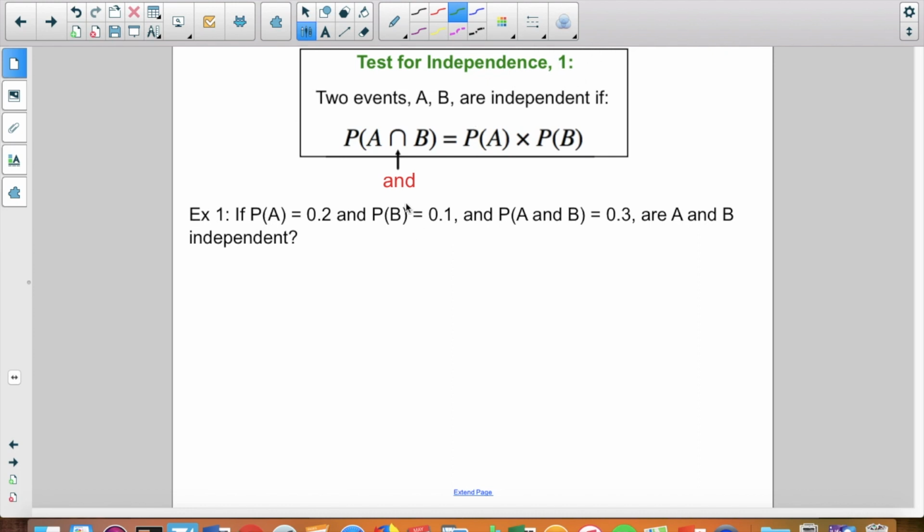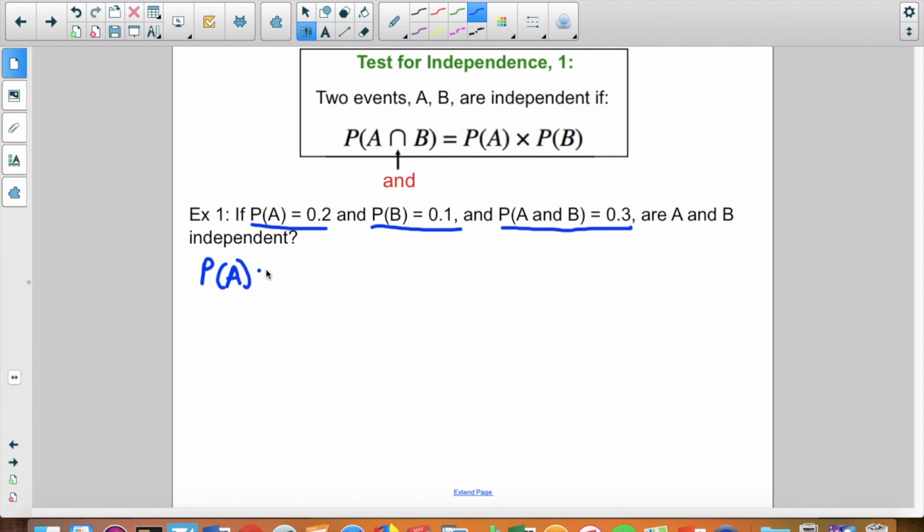The first one we've seen already. If two events are independent, the probability of A and B is equal to the probability of A times the probability of B. Now we have seen this before, but just to refresh our minds, let's do an example. If the probability of A is 0.2, the probability of B is 0.1, and the probability of A and B is 0.3, are A and B independent? So let's look.